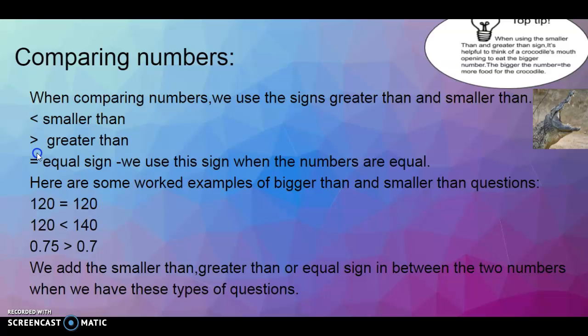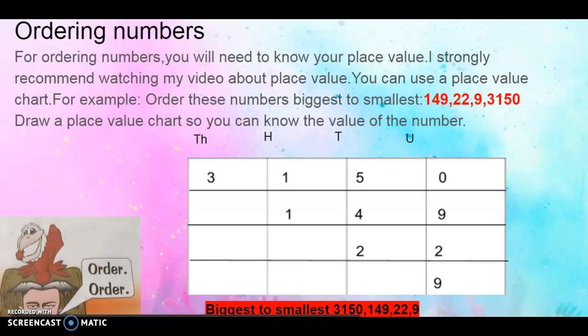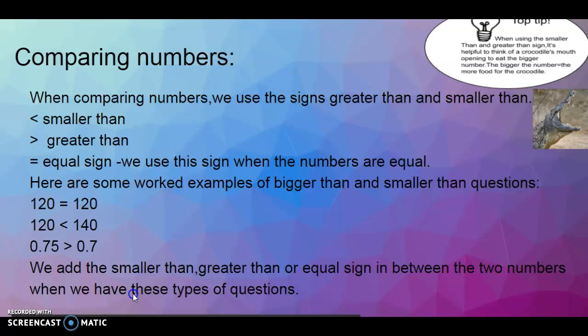Apart from smaller than and greater than, we also use another sign, which is the equal sign. So this is the equal sign. When the numbers are not bigger than and smaller than, they are equal to each other, what would we use? We would use this sign, equal sign. So 120 is equal to 120, no bigger than, no smaller than.